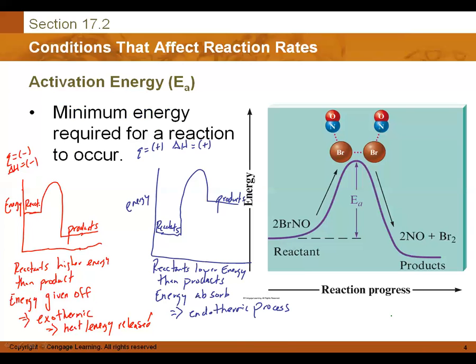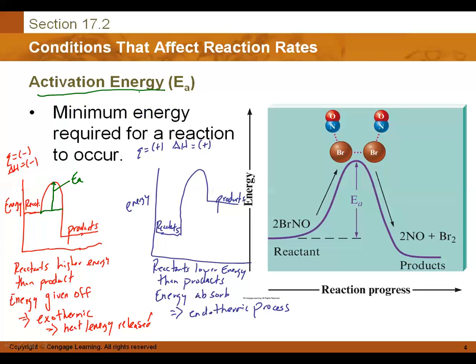Now, there's really an important aspect to each of these diagrams and what happens in a reaction, and that is this amount of energy here, from where our reactants start to the top of the curve. This is what is known as the E of A, which is our activation energy. The activation energy is the minimum amount of energy required for a chemical reaction to occur. As you can see in this diagram, it's the hill that the reactants need to climb to get to the other side.